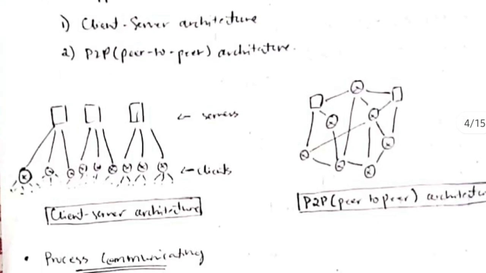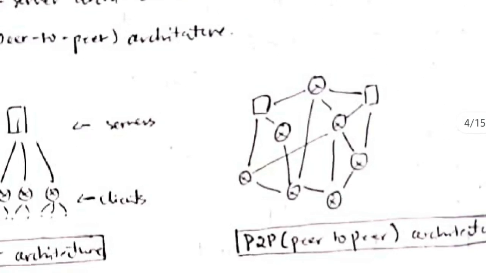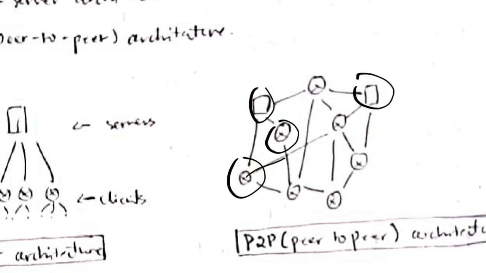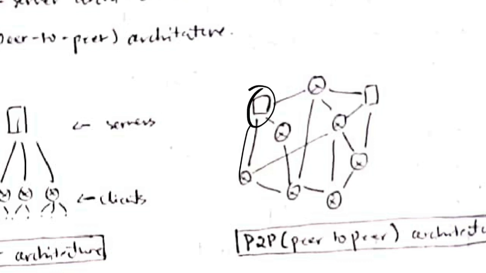And in peer-to-peer, all the clients are connected with each other, and the servers also will be there in the middle, okay. So the main advantage is that if you want to fetch some data, we need not contact the server all the time, okay. We can take the data from the client also, okay.